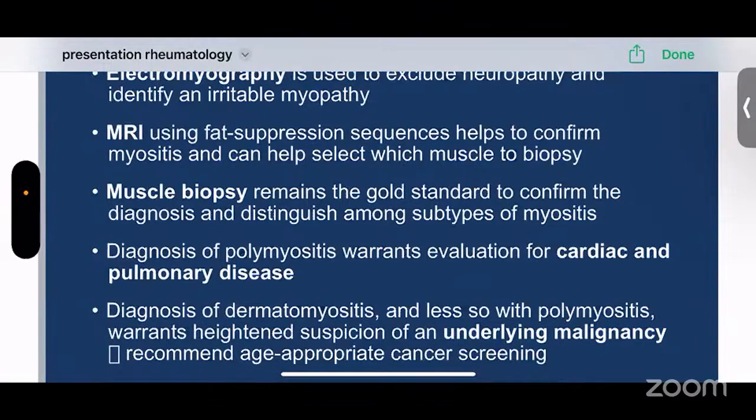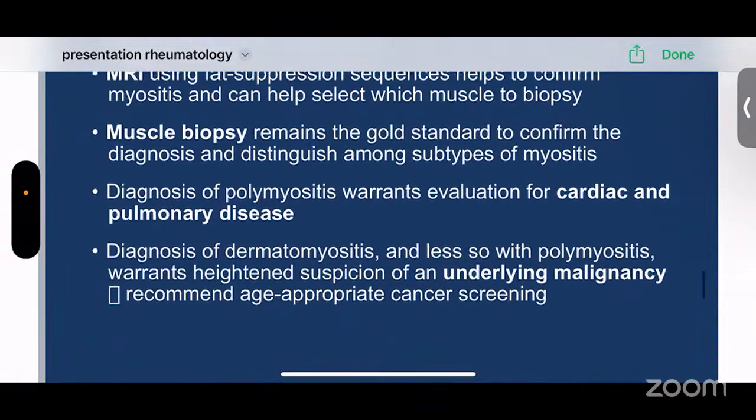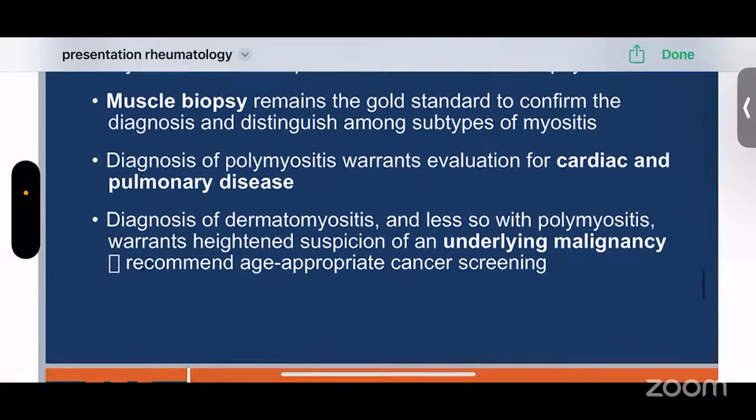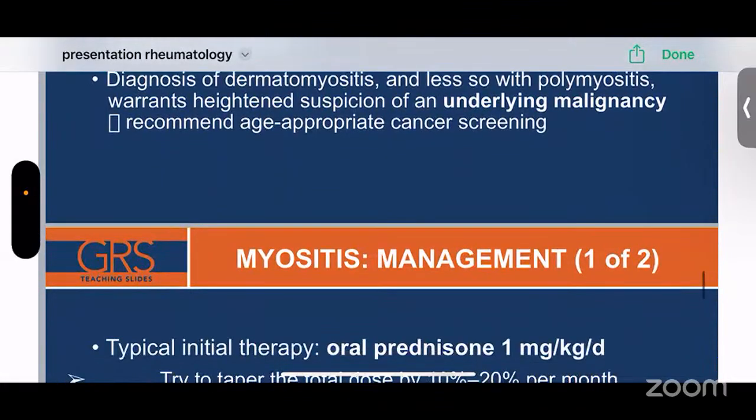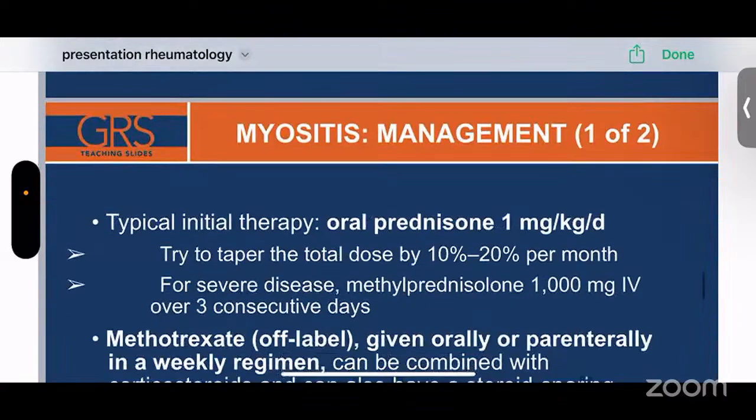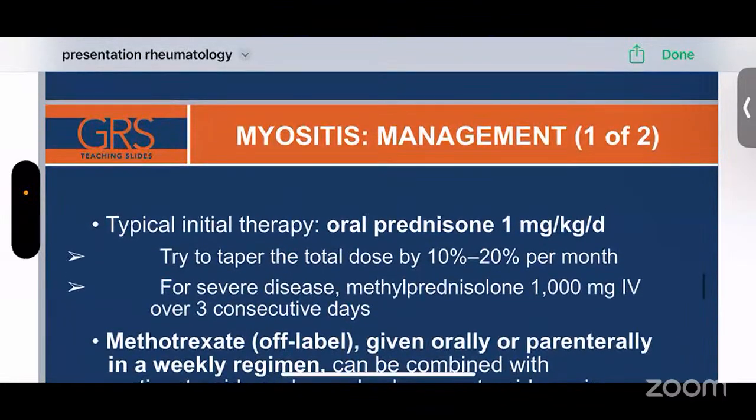Also, in the diagnosis, anti-synthetase antibodies such as anti-Jo-1 antibody are seen in a pattern of disease associated with lung involvement, arthritis, and fever. Diagnosis of dermatomyositis, and less so polymyositis, warrants heightened suspicion of an underlying malignancy. Recommend age-appropriate cancer screening. So we must keep in mind that malignancy may also occur in patients with myositis.